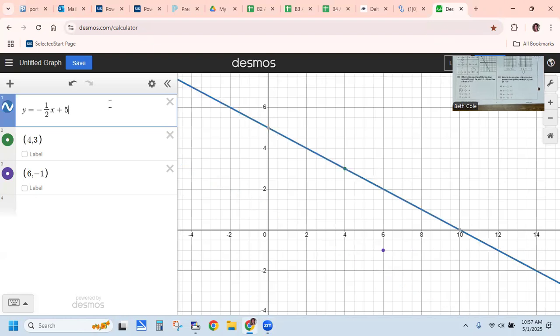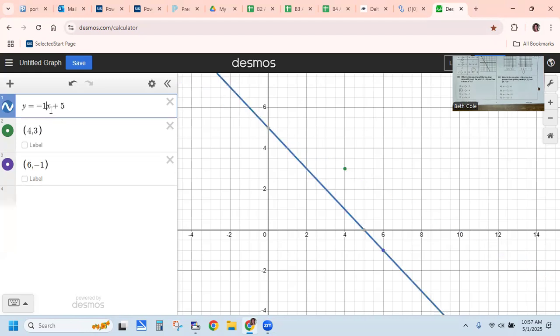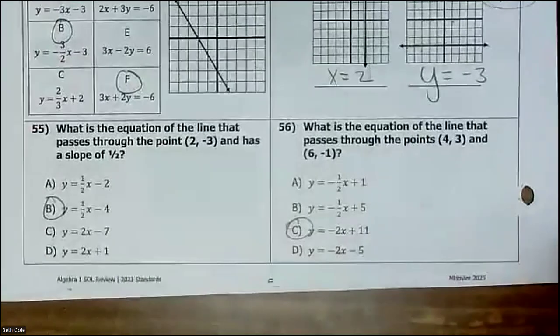Does it go through both of them? Are you looking? It goes through one of them, but not both of them. All right, the next one is -2x + 11. Does that go through both? Dinner, winner, chicken dinner. All right, so we want that one. C.